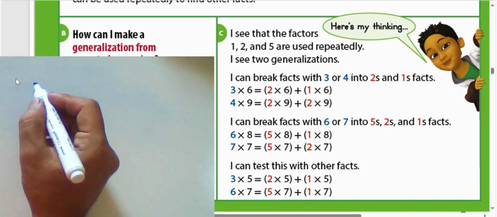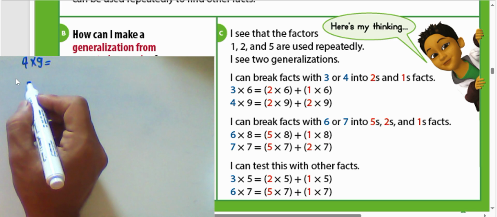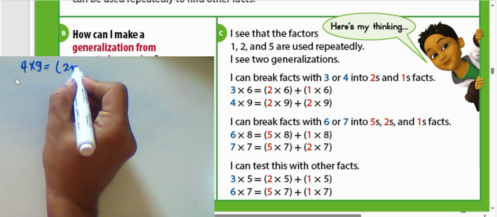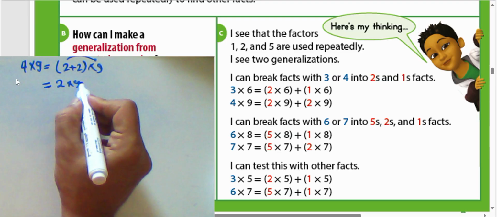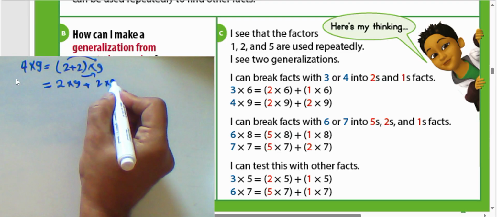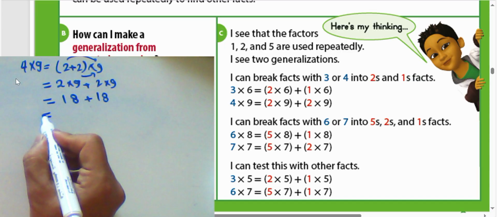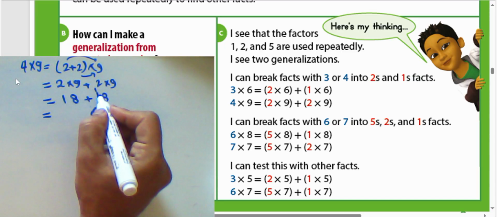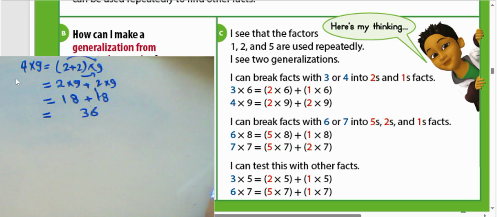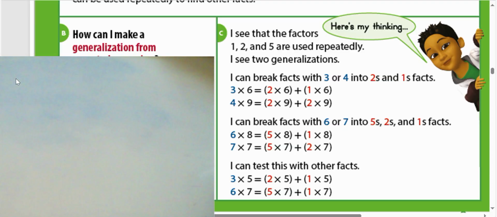And the next question, 4 times 9. We can write 4 as 2 plus 2, times 9. Then 2 times 9 and 2 times 9. 2 times 9 equals 18, and 2 times 9 is 18. 18 plus 18: 8 plus 8 equals 16, so 6 and carry 1. 1 plus 1 is 2, 2 plus 1 is 3. The result will be 36. The answer here is 36.